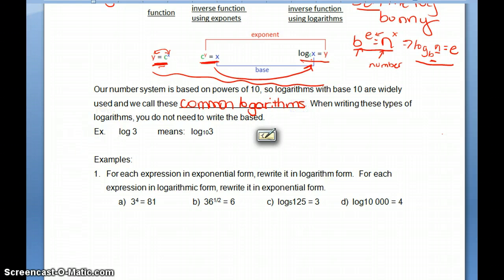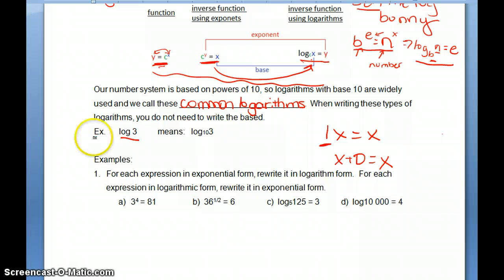Alright, so when we're writing these types of logarithms, we don't actually need to write that base. So here's an example. Here we have the log of 3, and what that really means is that we have the log with that base 10, 3. It's kind of like when we're writing, say, 1x, we don't need to write that 1 value there, we just write that as x, or say x plus 0, we just write that as x. It's just there, and we don't need to write it again. That's essentially what that's saying.